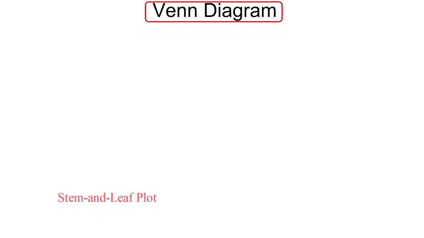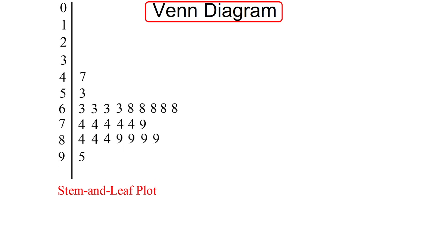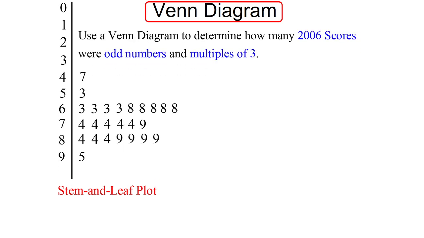The Venn diagram. Okay, you see Venn diagrams all the time in science. And here's how they're used. A Venn diagram. We're going to take our stem and leaf plot. There you are again, all right? And we're going to use a Venn diagram to determine how many 2006 scores were odd numbers and multiples of 3. So there's 2 attributes there, the attribute odd number and the attribute multiples of 3.